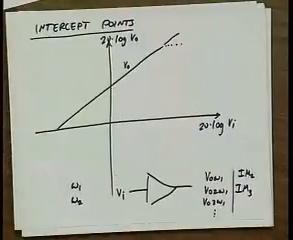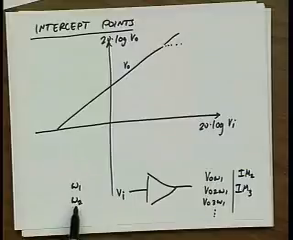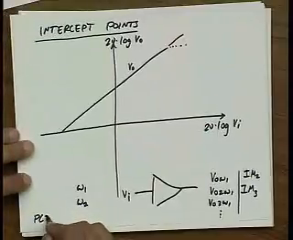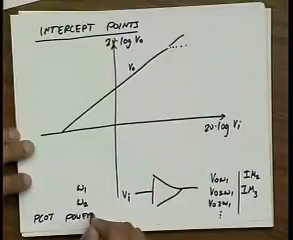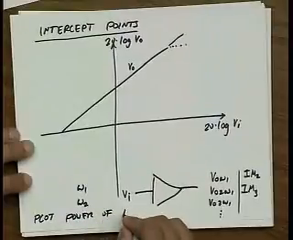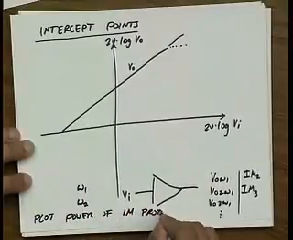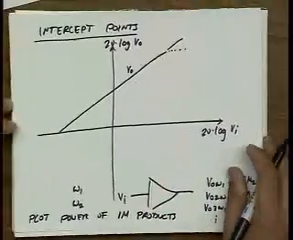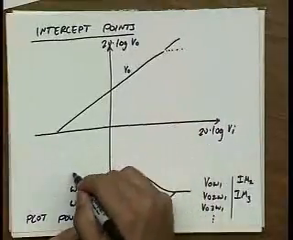So last lecture we found that IM2 products are frequencies where we have omega 1 minus omega 2 and omega 1 plus omega 2. IM3 products are frequencies like 2 omega 1 minus omega 2 or 2 omega 2 minus omega 1. So what I'm going to look at is the power, so plot power of intermodulation products.